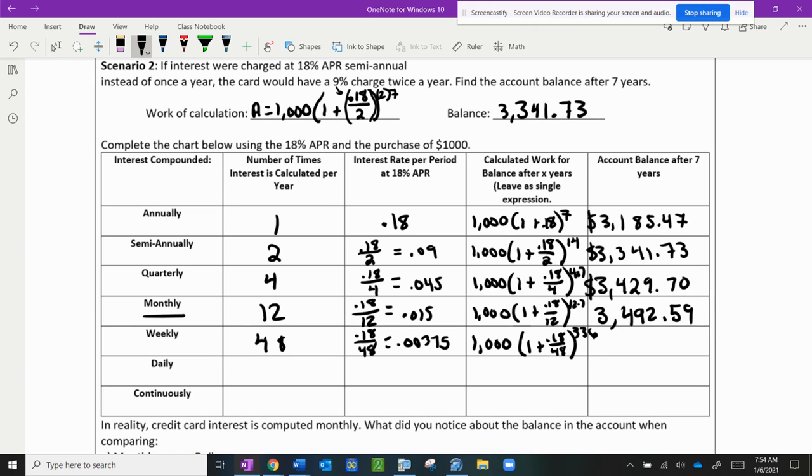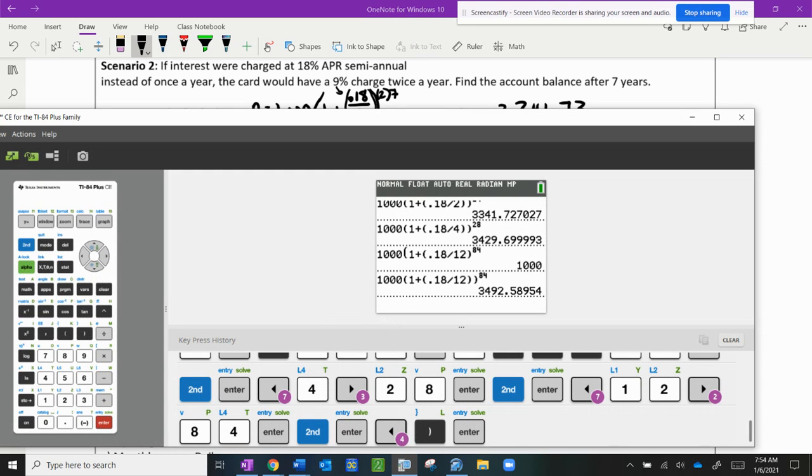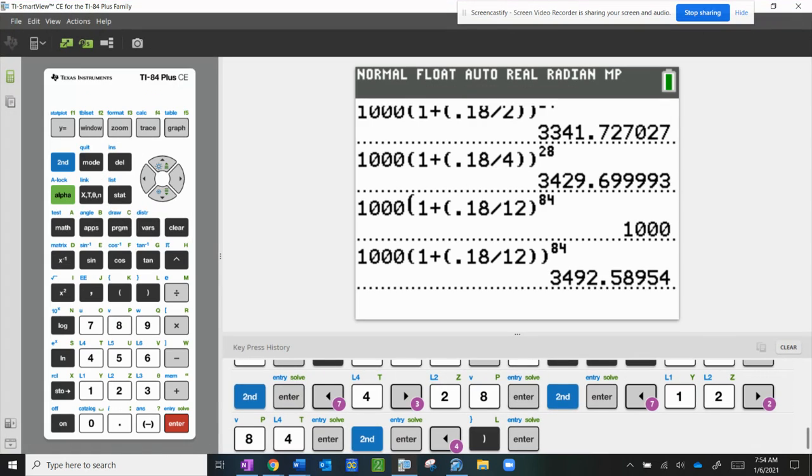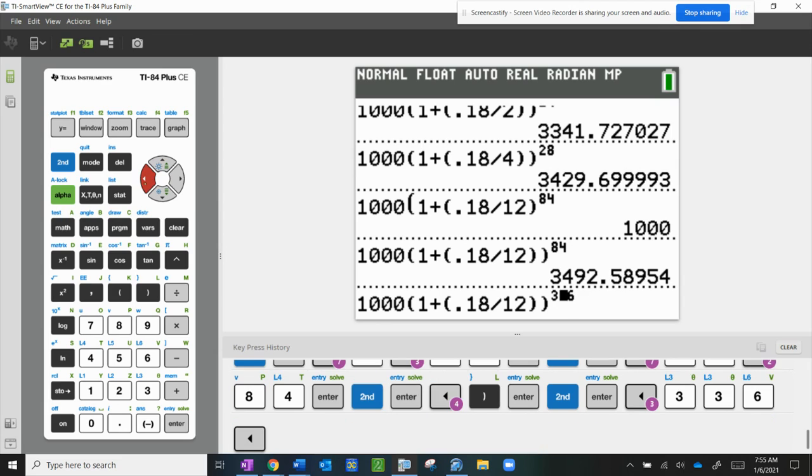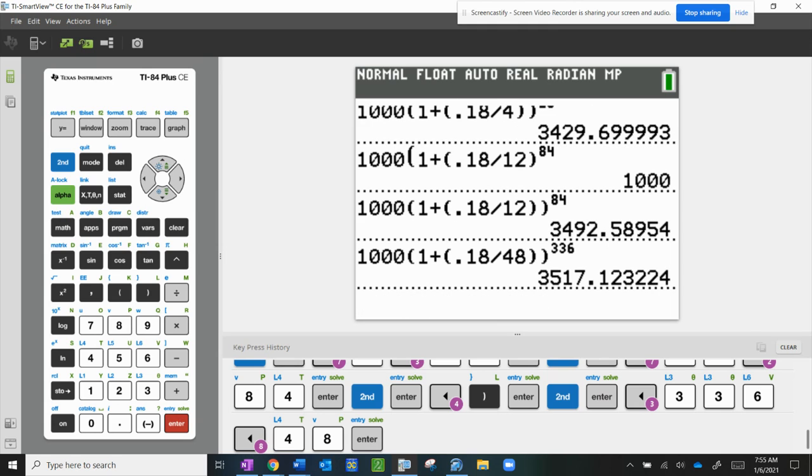I'm just going to write 336. Now I'm going to go back to my calculator, and I'm just going to put my 48, second enter. My time is going to be now 336. Change this to 48. Enter, and I get 3,517 and 12 cents.